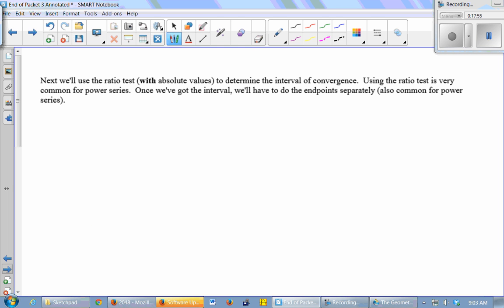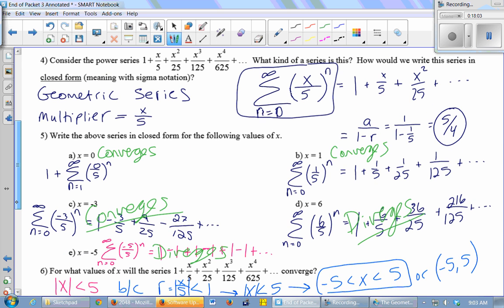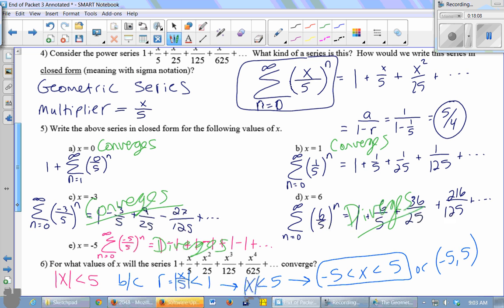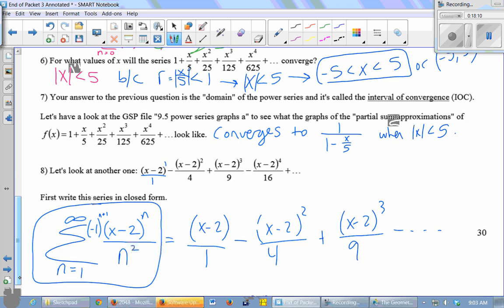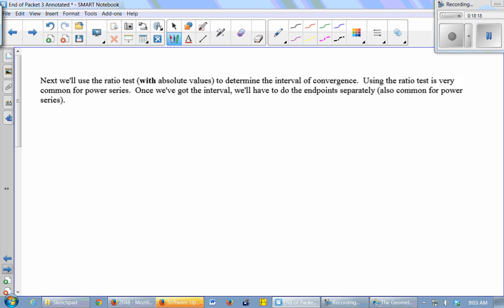Okay, so I'm going to use the ratio test on this one to determine the interval of convergence, because this one's not geometric, right? The last one I determined the interval of convergence because it was geometric. So I could figure out pretty easily what values of x would make it converge. This one is not geometric. I don't have a constant multiplier from term to term. So I'm going to use the ratio test instead to try to figure out what values of x will lead to an infinite series that converges.